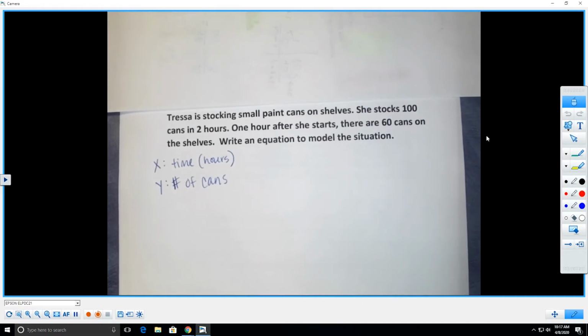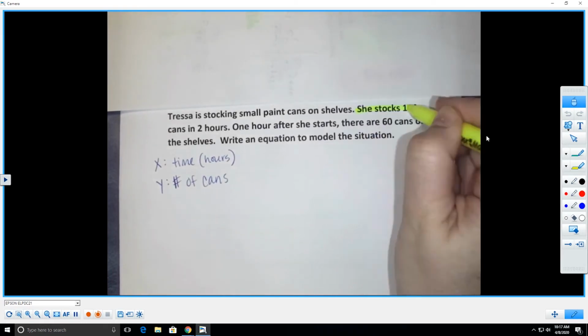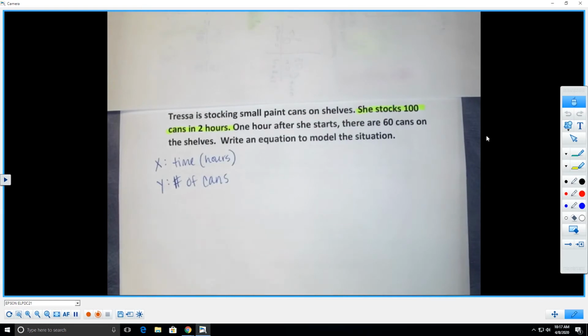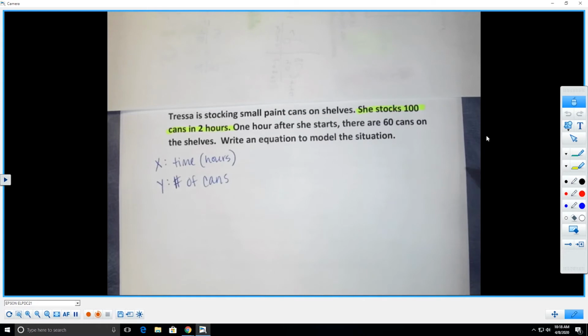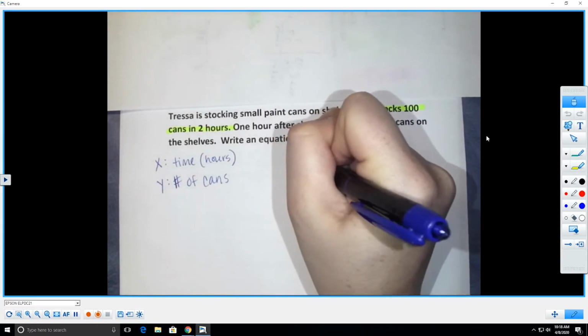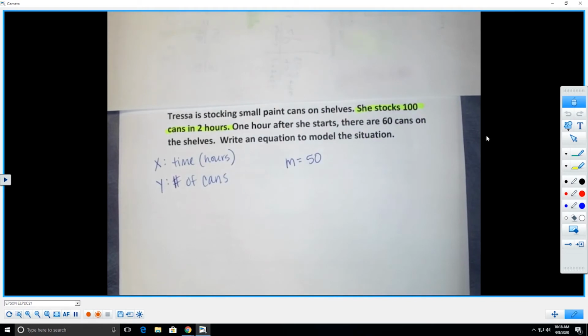What else do we know? Look for information in the problem to tell us the rate of change. So the problem tells us that she stocks 100 cans in 2 hours. If she stocks 100 cans in 2 hours, how can we use this to tell me how many cans she would stock in 1 hour? Right. If she stocks 100 cans in 2 hours, then in 1 hour, she would stock 50 cans. So the rate of change, or the slope, is 50. What else do we know?